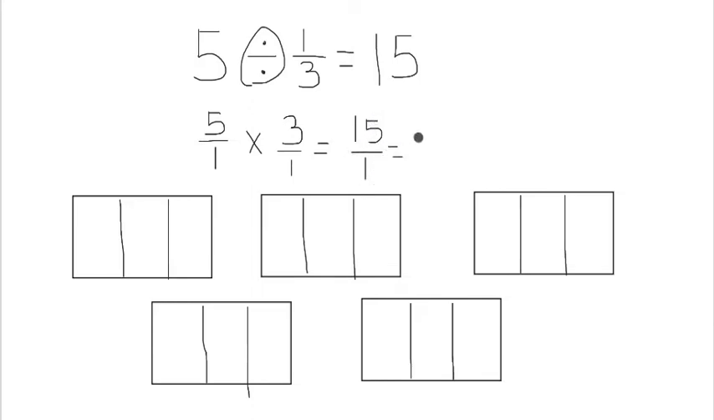1 goes into 15, 15 times. So we can see that a whole number divided by a unit fraction is the same thing as that whole number multiplied by that denominator. So both 5 divided by 1/3 and 5 times 3, they both equal 15.